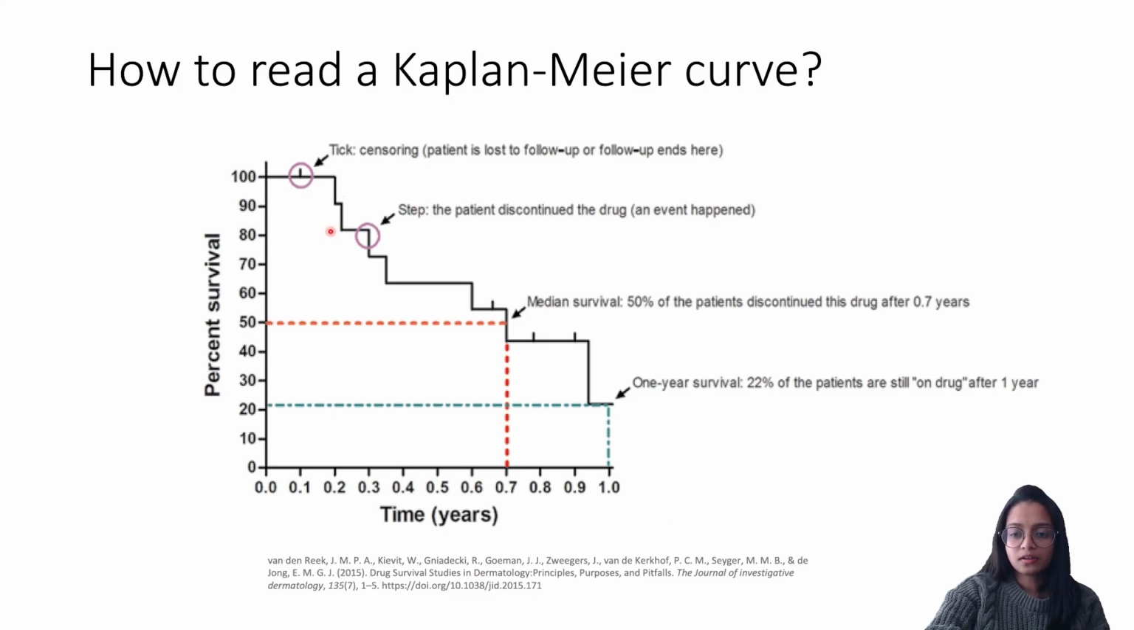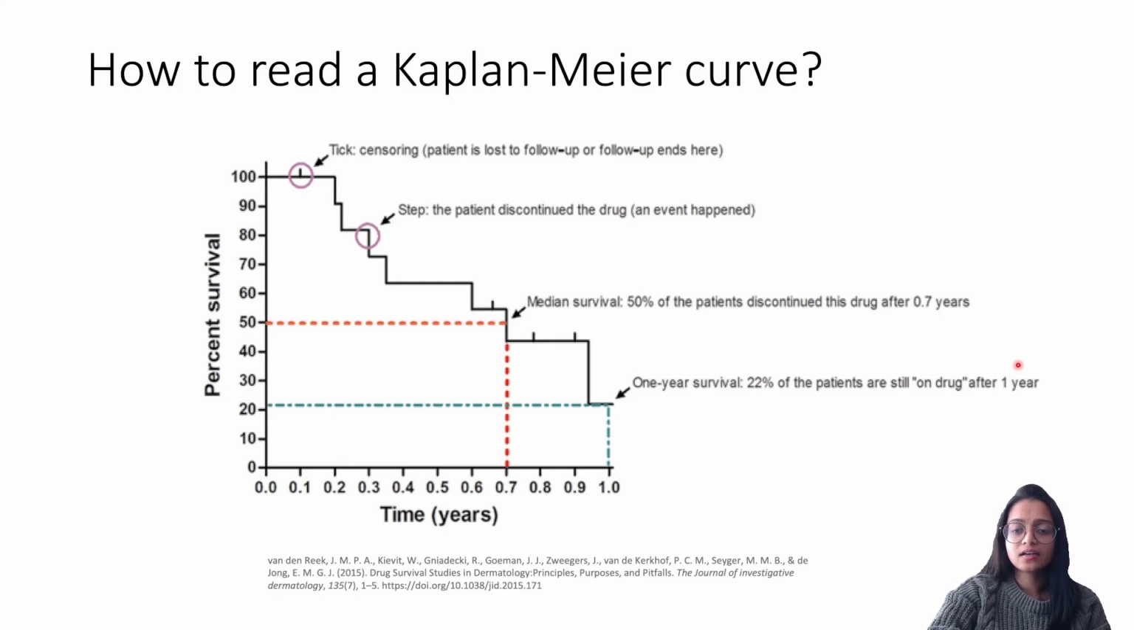The steps in the curve basically represent a point in time where an event occurred, such as death or progression. The height of the steps indicates the proportion of individuals who have not experienced the event up to that time point. So here, at the second time point, we can see a step up to 90%. So it indicates 90% of the patients have not yet experienced the event at this time point.